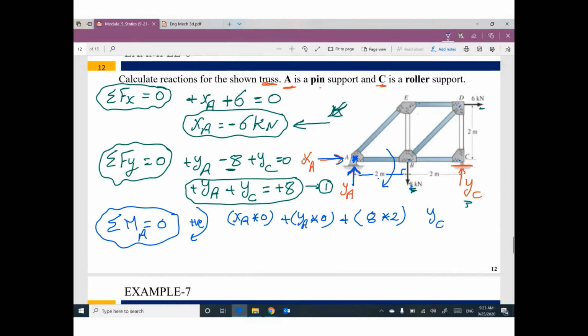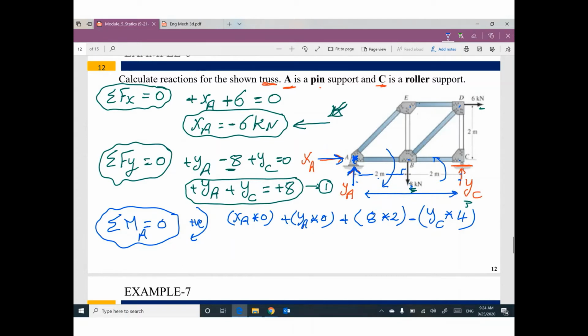This YC is vertical. What is the distance between YC and point A? This distance will be horizontal distance. How much? 4. But YC times 4 will rotate counterclockwise. It's negative based on your assumption. Please don't forget any. Do you have any more?